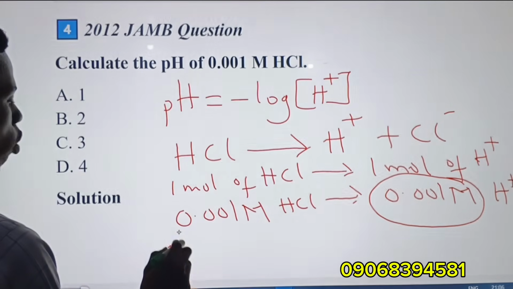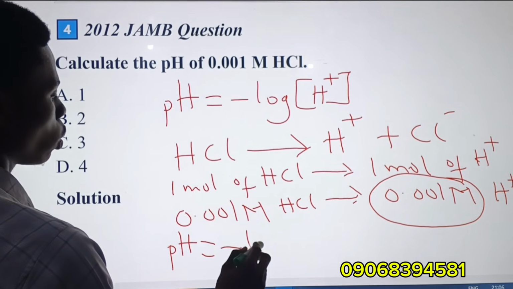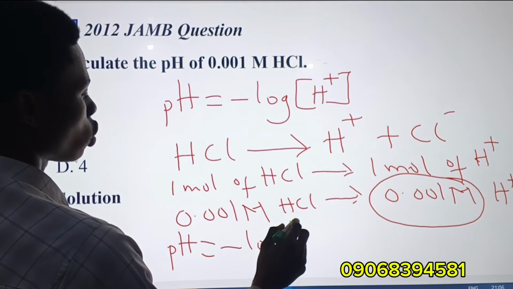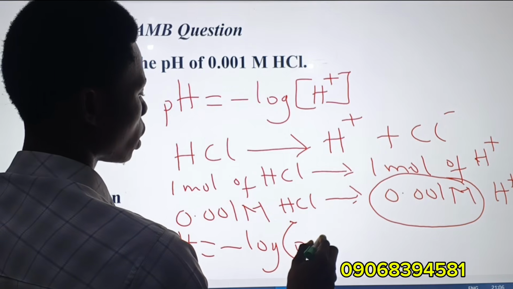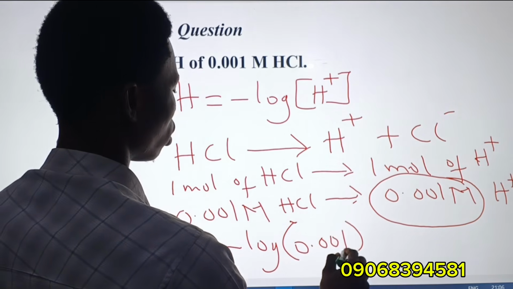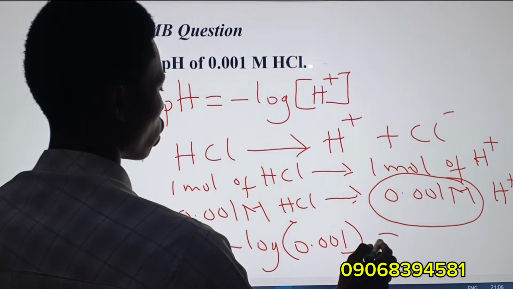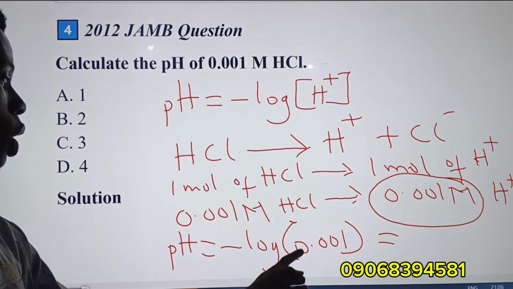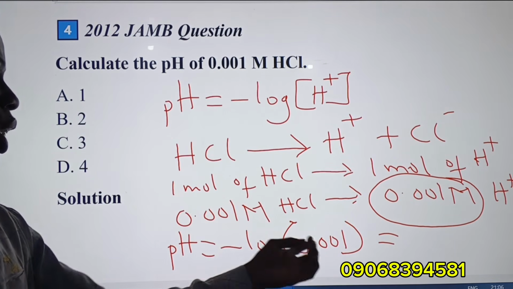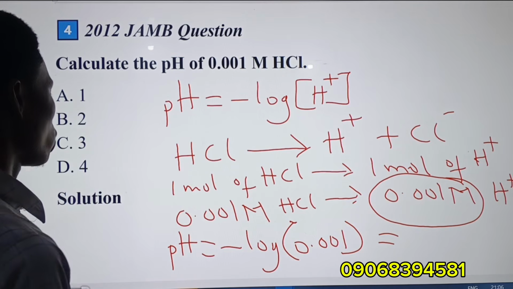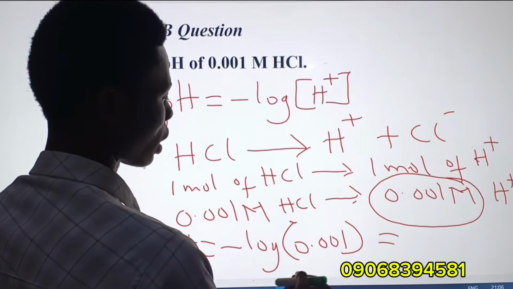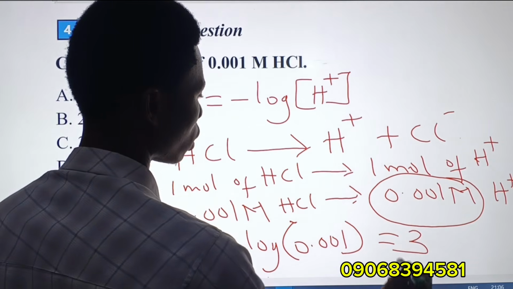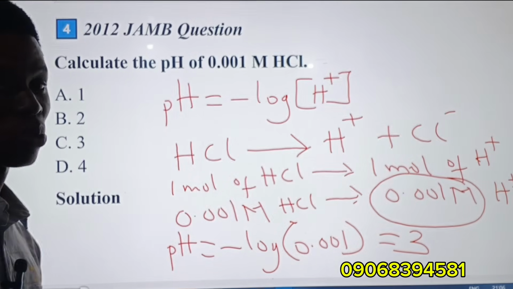Now we put it in the formula: pH is equal to minus log, and the hydrogen concentration is 0.001. So minus log 0.001. As a cheat, you don't even need to press your calculator. When you have minus log 0.001, just take the number of zeros you have there. That's your answer. So how many zeros do we have here to the back? 3, right? 3 zeros. Your answer is 3. Do you see how simple it is?